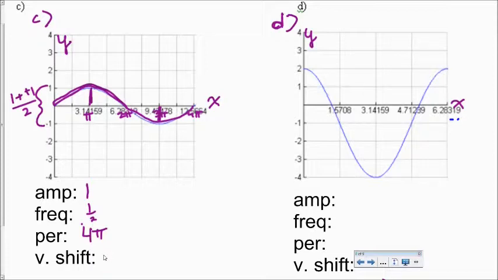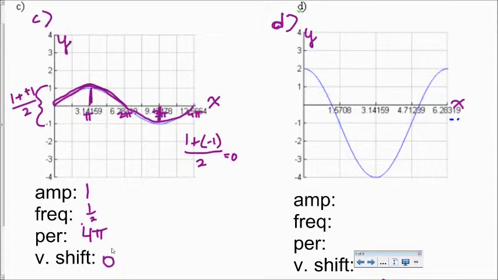And finally we get to the vertical shift. How much above the x-axis is the nodal line? Well, it's none. So we can just say 0. Another way to think about it is, we take that formula, it's the average of the high and low points. So the high point was 1, the low point was negative 1 in terms of the y values. We average those out. Again, we get a 0. That's the same as we got down here.